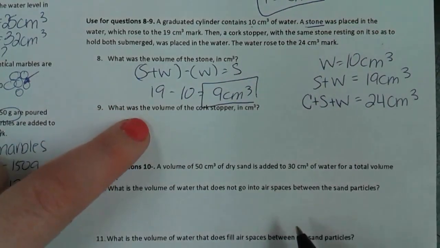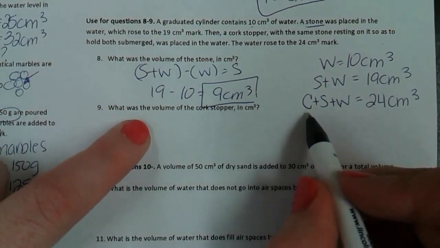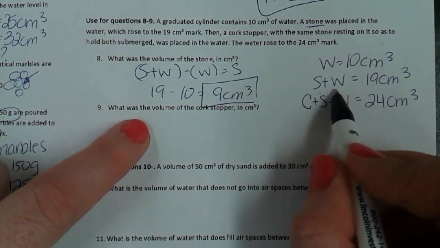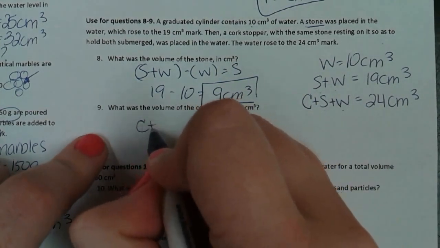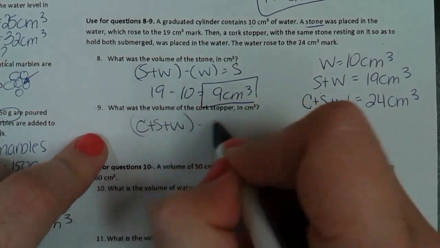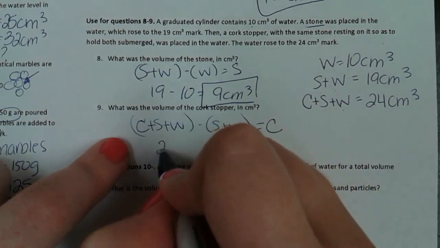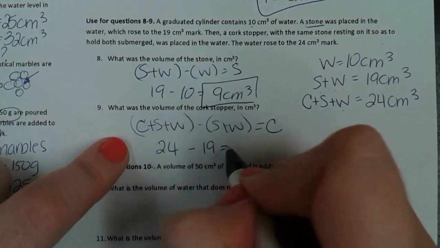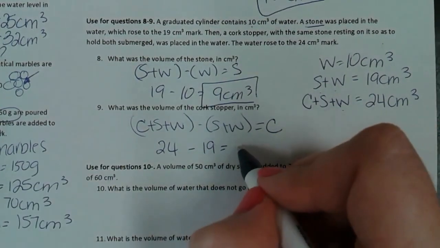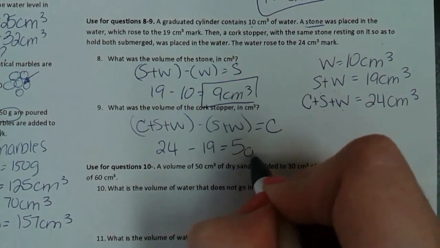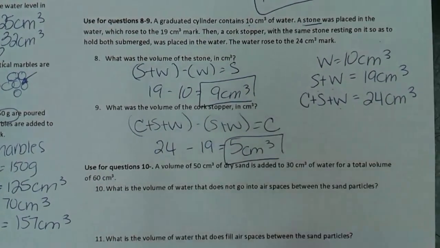Now we need the volume of the cork. I have cork, stone, water. I can remove stone, water, and that'll leave us cork. So 24 minus 19 is 5.